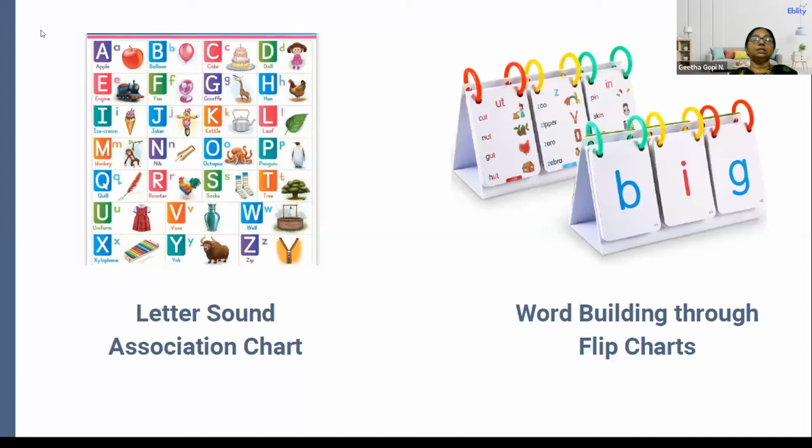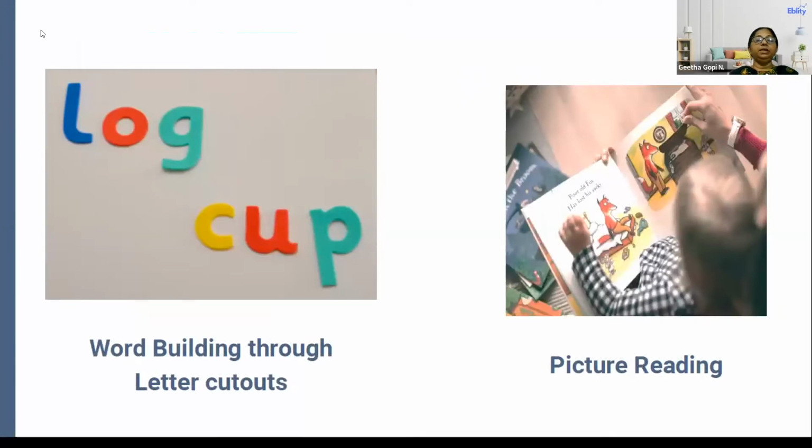So if I'm asking them to sound the word bat, build the word bat, I ask them from the ABC that they've laid out, bring out the B, A, and T, and then put them together to read the word. So again, this can be done as a kinesthetic tactile activity. It can also be done as a visual auditory activity. So word building through letter cutouts, picture reading.